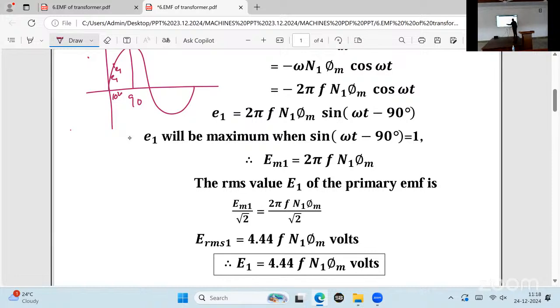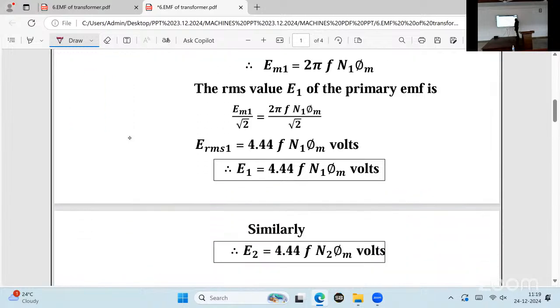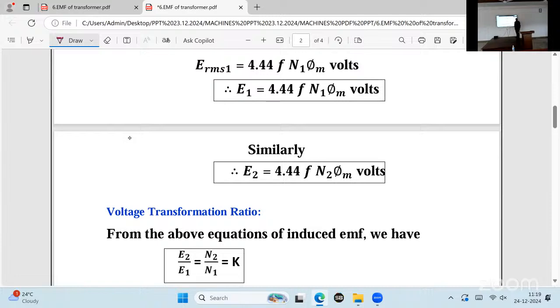Simply called E1. E1 means E RMS. Whenever we talk about voltage in AC, it means RMS. Never mention V RMS, simply call it E1. AC means RMS. So this is the voltage generated. Similarly, E2. Don't derive it, similarly E2. Clear? Right.